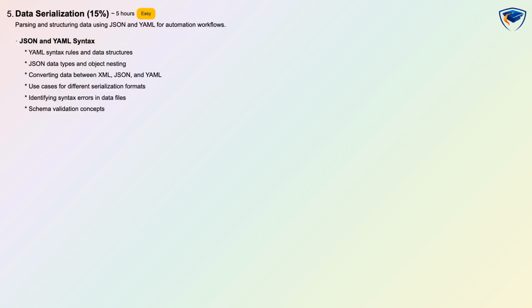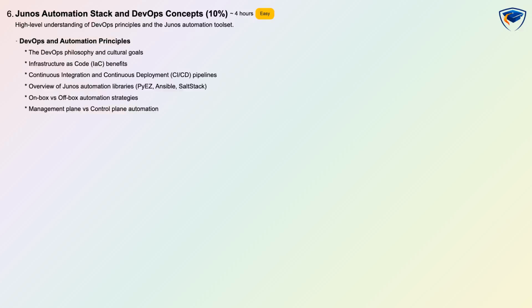automation task. Junos automation stack and DevOps concepts make up the remaining 10% and provide a high-level view of DevOps principles and the Junos automation toolset at an easy difficulty level. Expect about 4 hours of study with conceptual and scenario-based assessment methods. You will learn the DevOps philosophy and cultural goals, the benefits of infrastructure as code, and an overview of continuous integration and continuous deployment pipelines.